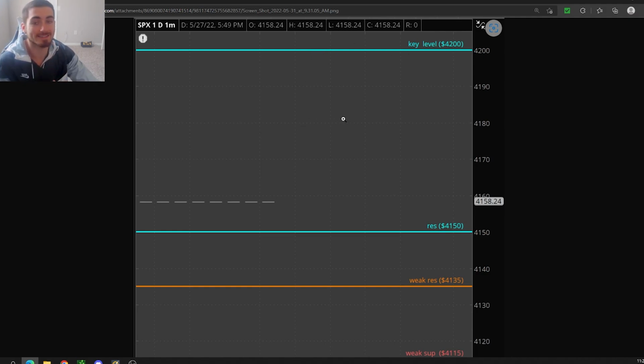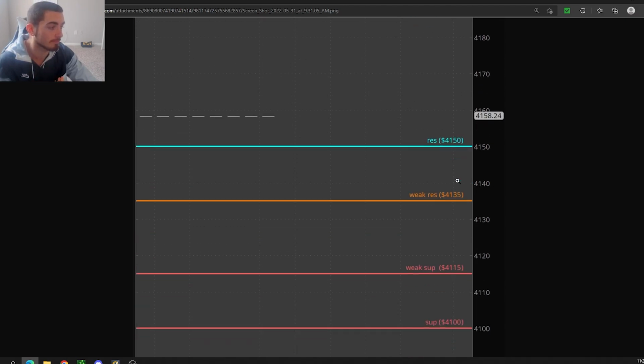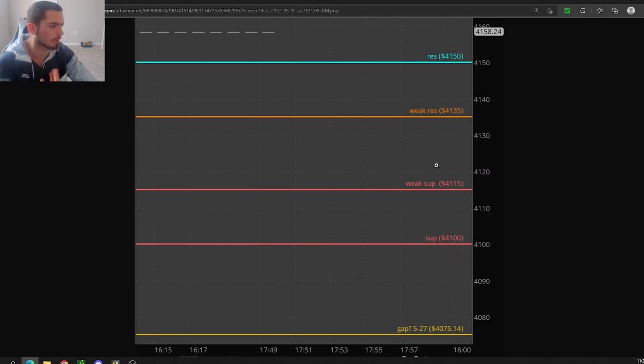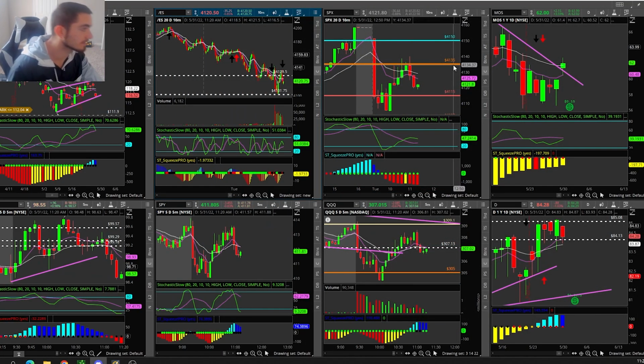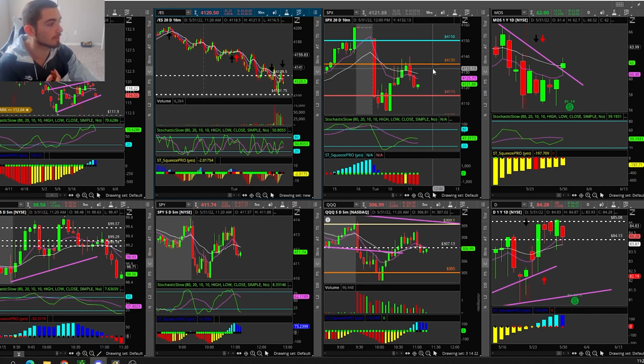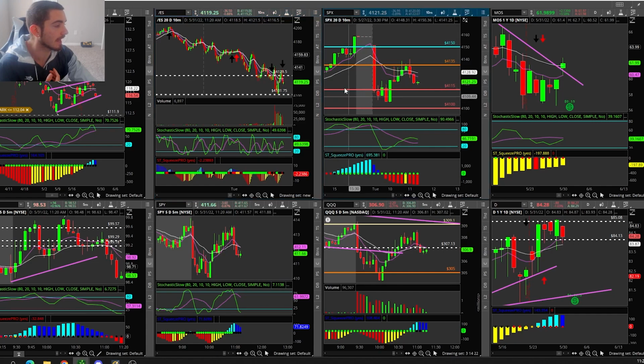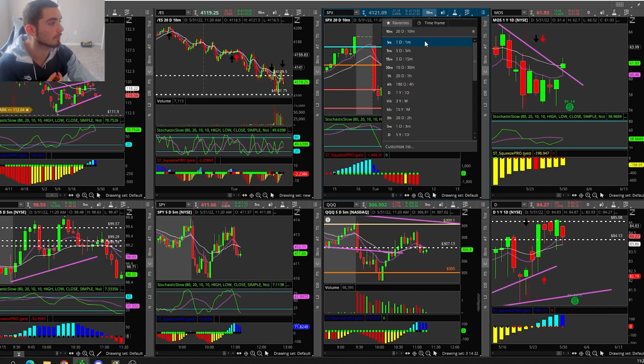So if we're looking at today's levels on SPX, we had 4,200 as resistance, 4,150 as resistance, 4135, 4115, 4100, and then a possible gap all the way down here at 4075.14. Well, if we go on over to the SPX today, we can see that it rejected this 4135 level 1, 2, 3, 4, 5 times before falling back down. In the very first 10 minutes of the market open, it came down to 41.15 before it fell below it, and then continued going even lower.